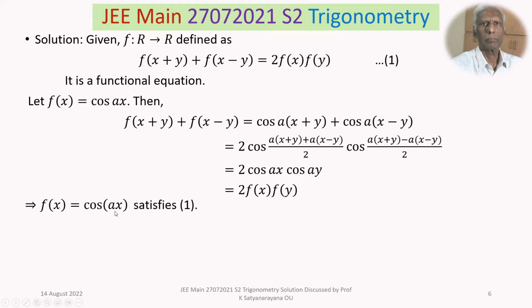So f of x is equal to cos of ax satisfies this functional equation 1. Therefore, f of x is equal to cos ax is a solution of 1. Here we have verified that this is a solution, but we have not solved this equation as it is, and there may be other functions satisfying this one, but for our need, this is a solution. Solving the whole of this functional equation is a different aspect of study. We are not interested in that. We are interested only in this much.